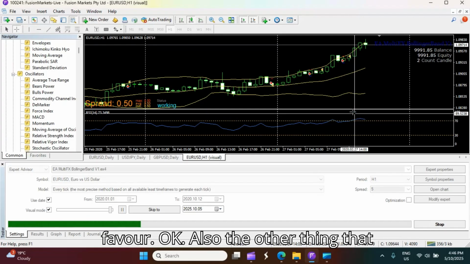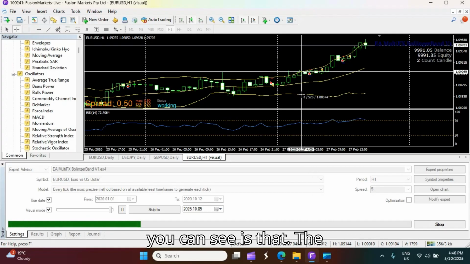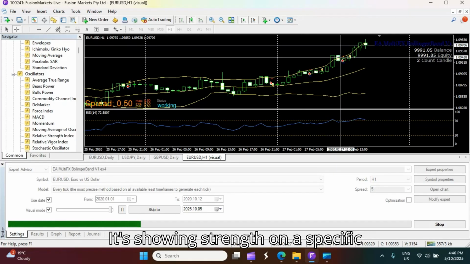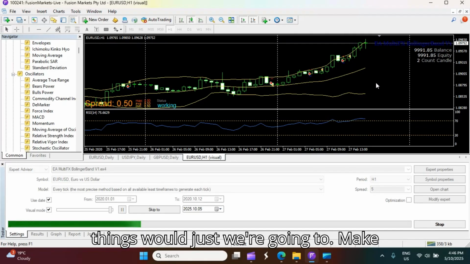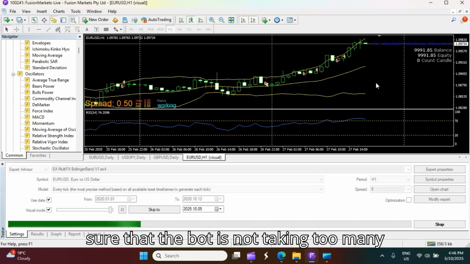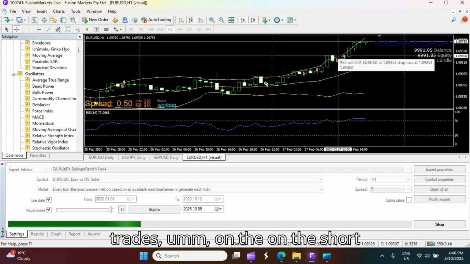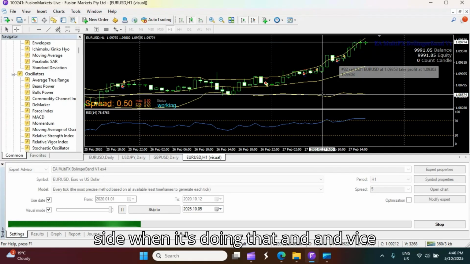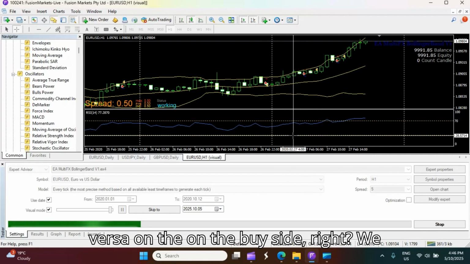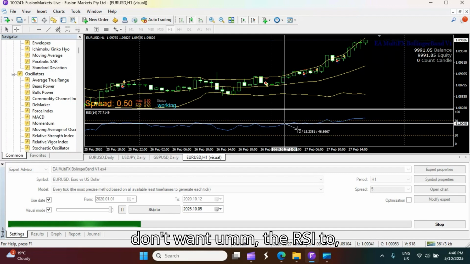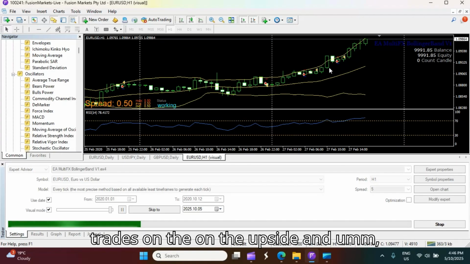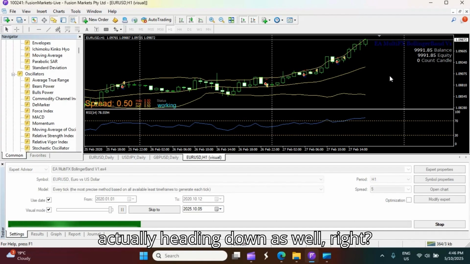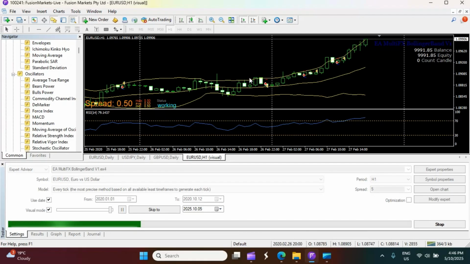Also, the other thing that you can see is that the Bollinger Band is widening. It's showing strength on a specific side of the market. So with all these things, we're going to make sure that the bot is not taking too many trades on the short side when it's doing that, and vice versa on the buy side. We don't want the RSI to be weakening and going down, and then trying to put trades on the upside, and the moving average is actually heading down as well. That's not going to work in your favor.